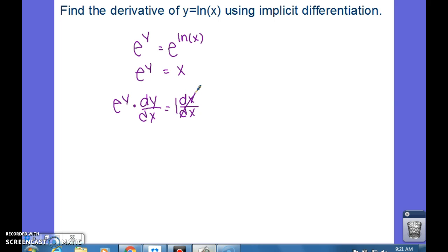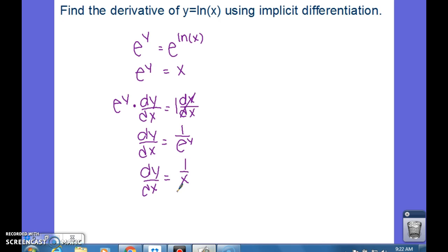What do we have to solve for? So what do you do to e to the y? dy dx equals 1 over e to the y. Okay, so do you not actually take the derivative of ln? We did. What do you know about e to the y? It equals e to the ln x, or it equals x. So dy dx equals 1 over x.